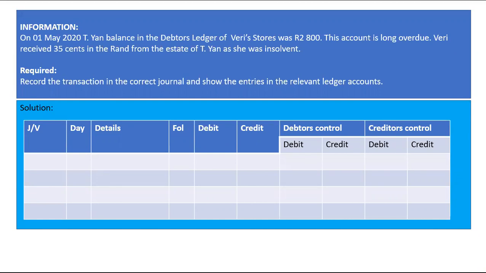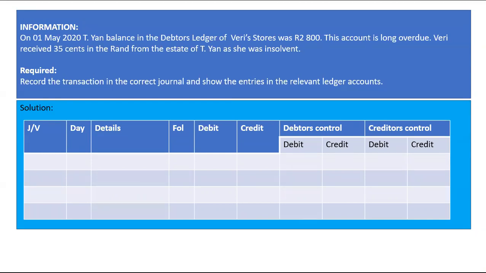Now, in this classwork, you were given the following information. On the 1st of May 2020, T-Yuan's balance in the debtors ledger of various stores was 2,800. Basically, that's how much T-Yuan was owing us on the 1st of May. This account is long overdue. We received 35 cents in the rand from the estate of T-Yuan as she was insolvent.